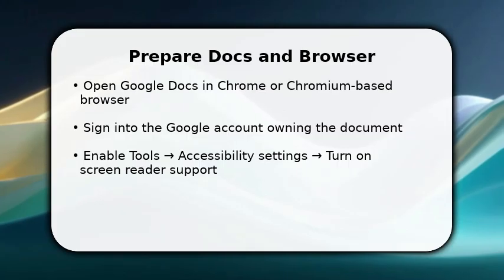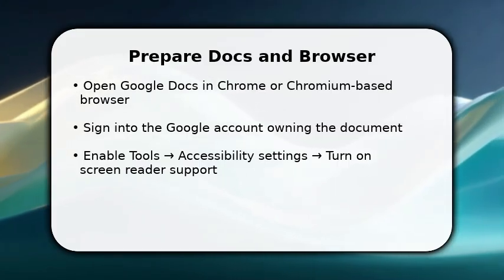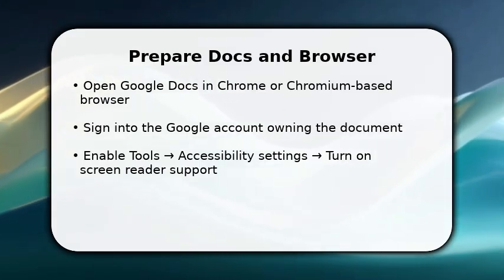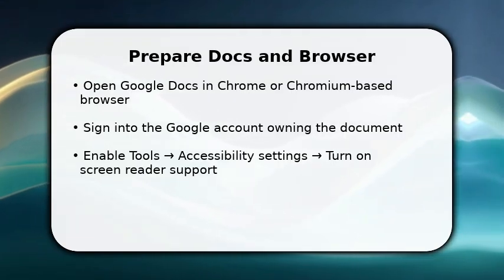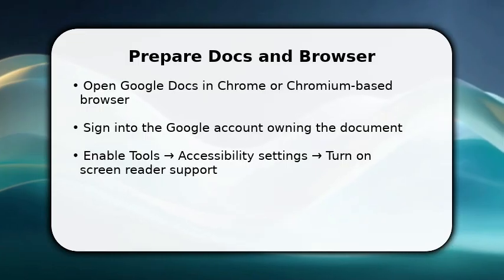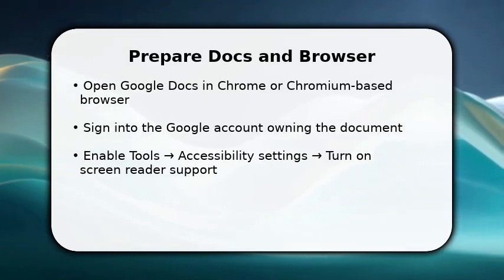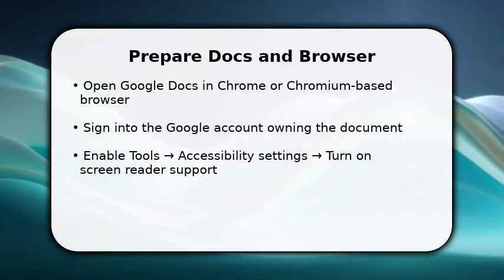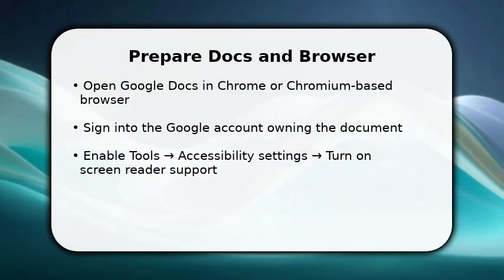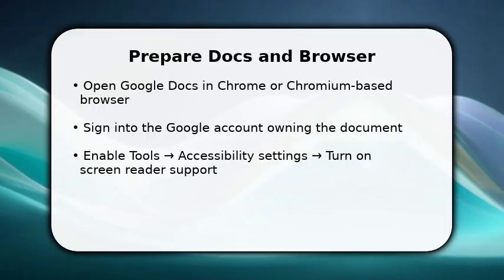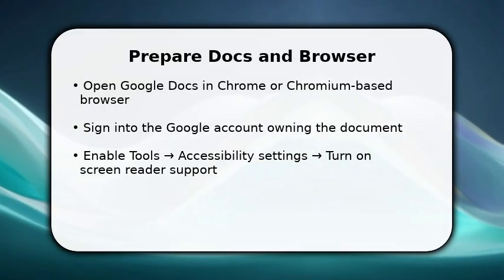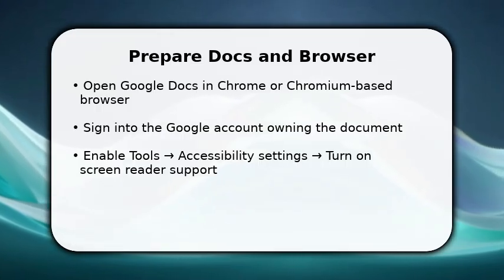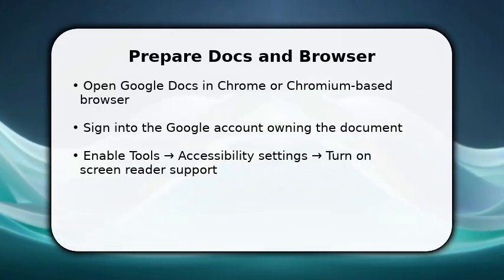You start by opening your document in Chrome and signing in. This ensures full compatibility with browser text-to-speech. Once done, go to Tools, then Accessibility Settings, and turn on Screen Reader Support so Docs exposes text to the system TTS. Make sure your system or browser TTS engine is available. If not, install a lightweight Read Aloud extension. This immediate setup prepares Docs to respond to the spoken output commands you'll use next.